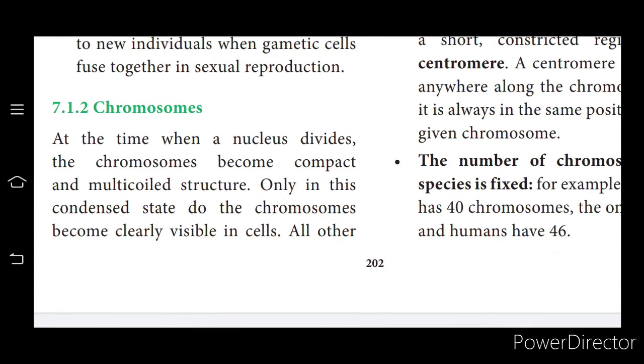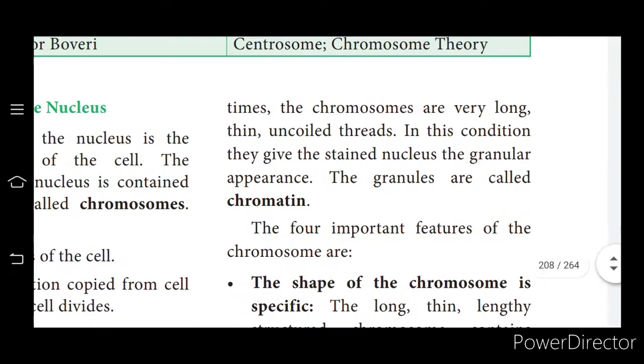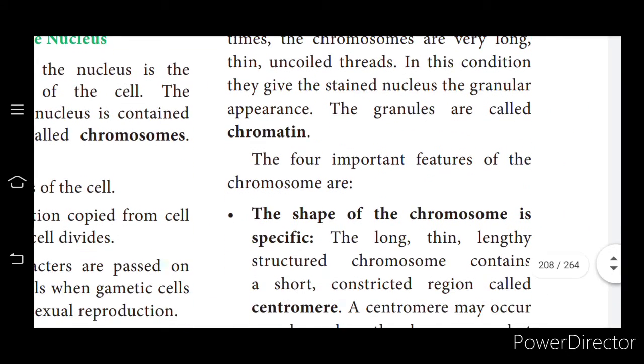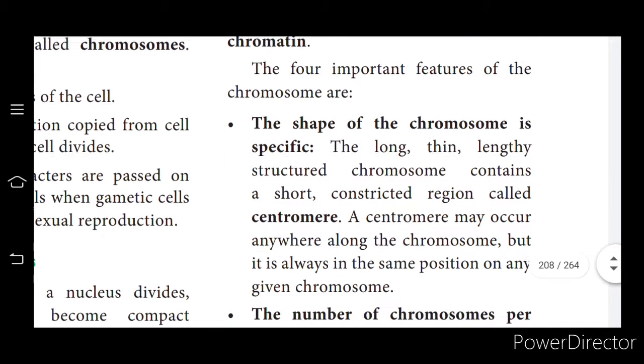Once this chromatin reticulum becomes a chromosome, it is a compact, multi-coiled structure. Otherwise, these chromosomes are very long, thin, uncoiled threads. In this condition, they give the stained nucleus a granular appearance. These granules are called chromatin.